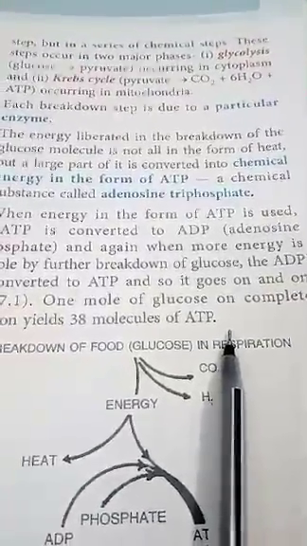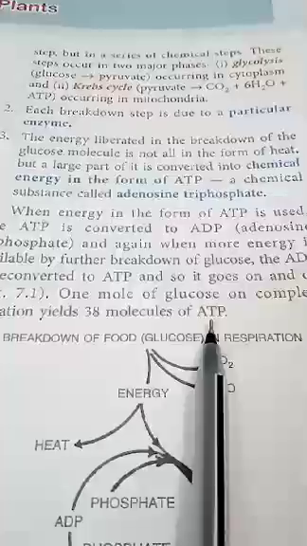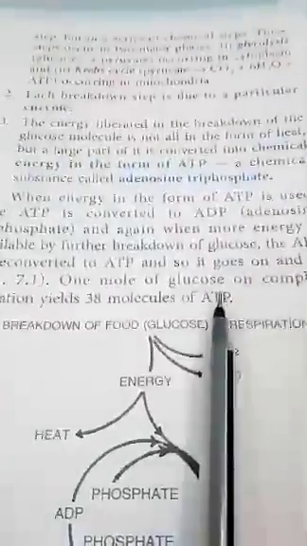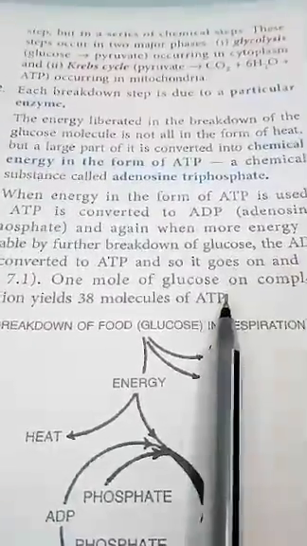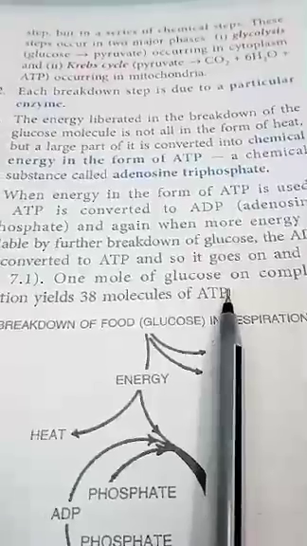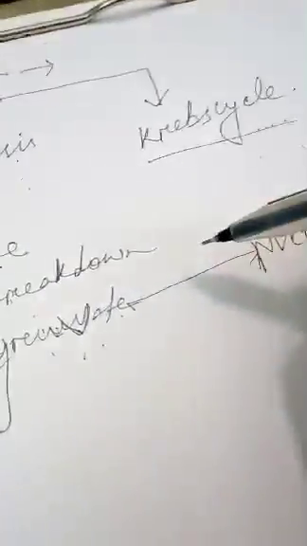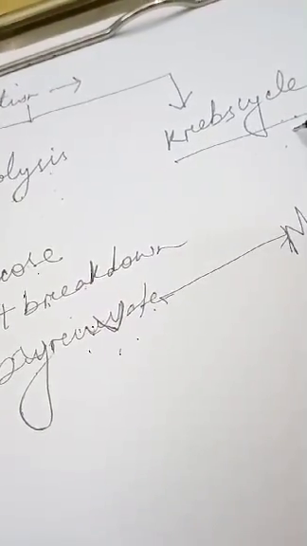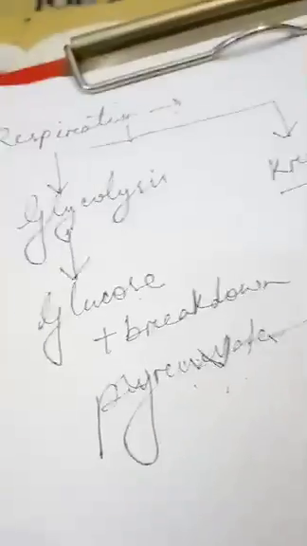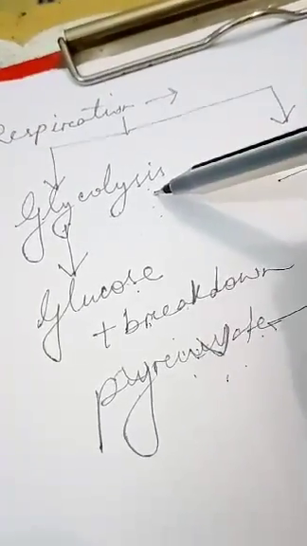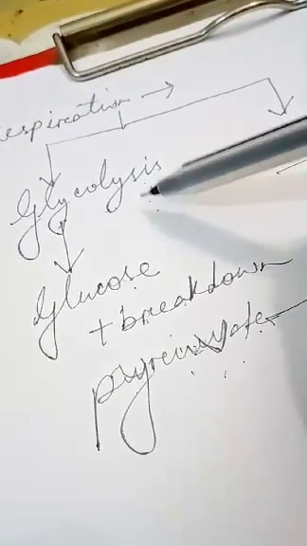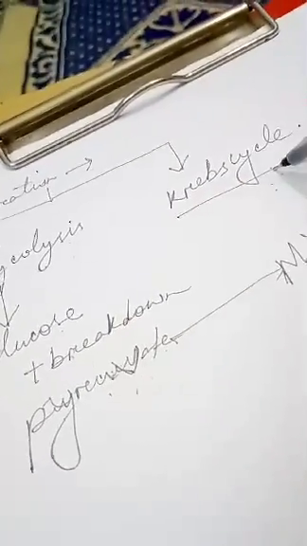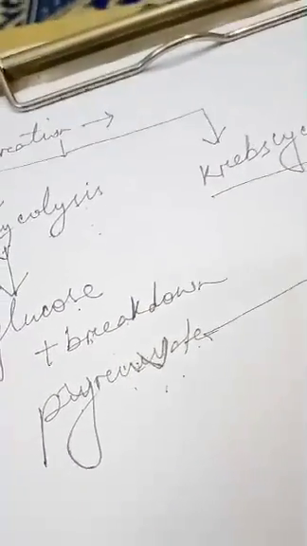This is called the process of respiration, or aerobic respiration, since it occurs in the presence of oxygen. This is the basic step in the process of respiration. First stage is glycolysis, second stage is Krebs cycle. Sometimes you get questions on this topic: where does glycolysis take place? Your answer will be in the cytoplasm. And where does the Krebs cycle occur? It occurs in the mitochondria.